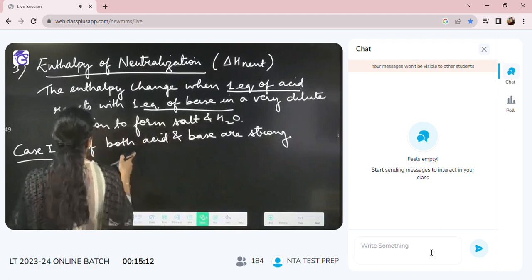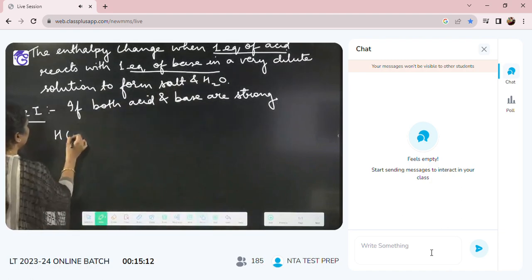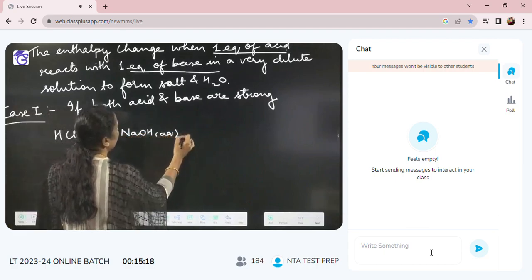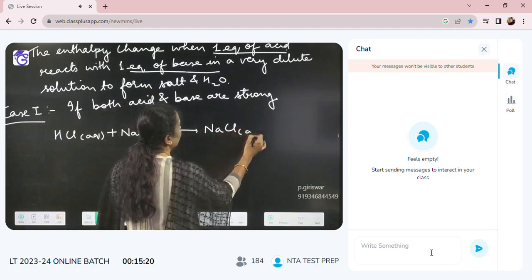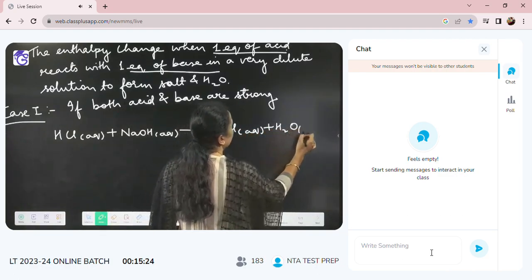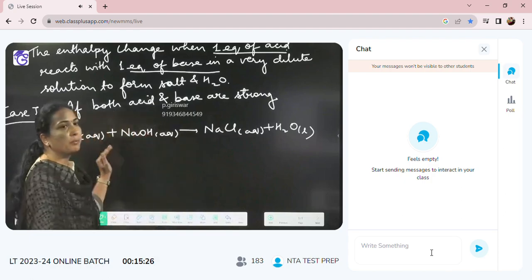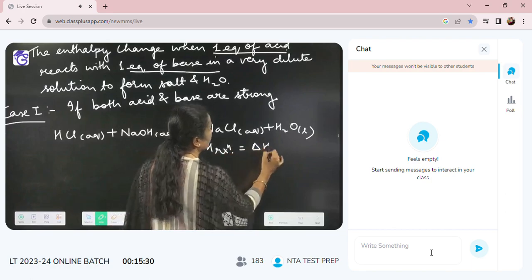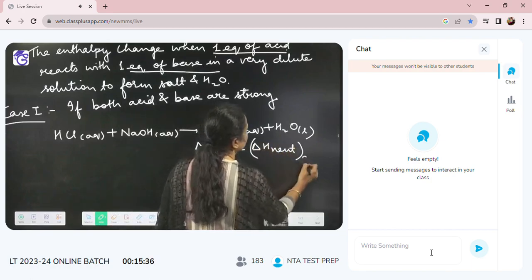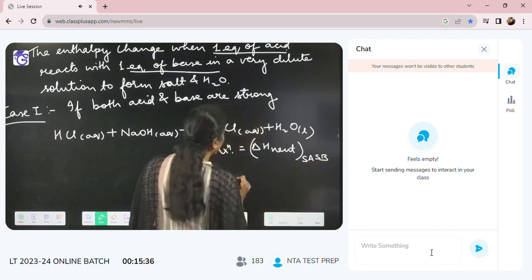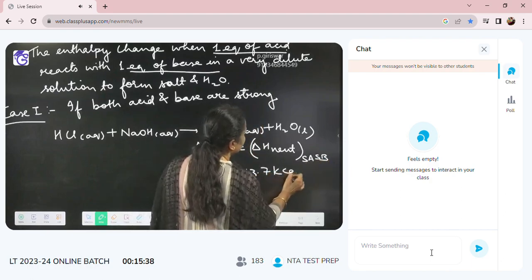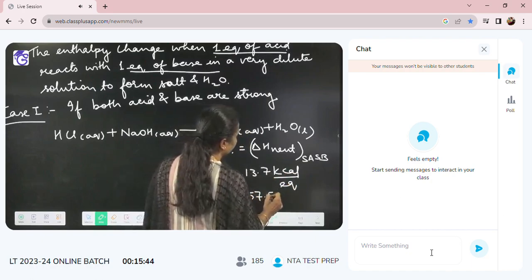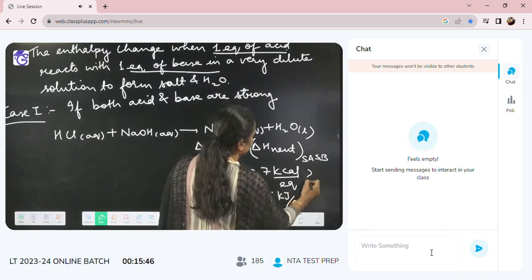So in this case, how do we go for it? Let us take a very simple example like HCl aqueous plus NaOH aqueous, forming NaCl aqueous plus H2O liquid. This reaction is already balanced, and I am saying the enthalpy change during this reaction represents the enthalpy of neutralization of a strong acid and strong base. We have to remember a fixed standard value, which is minus 13.7 kilocalorie or minus 57.5 kilojoule per equivalent.